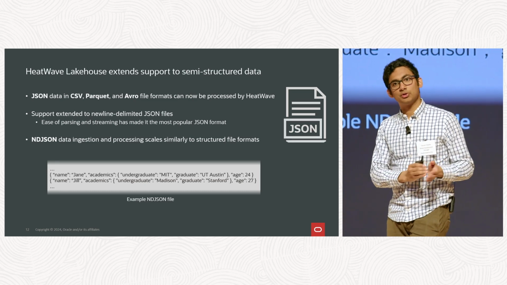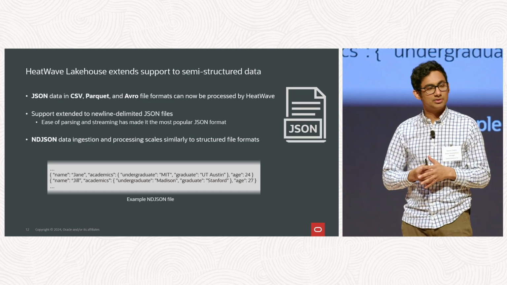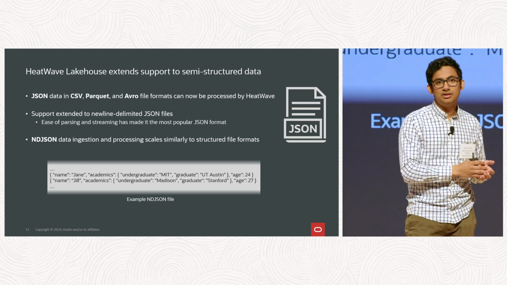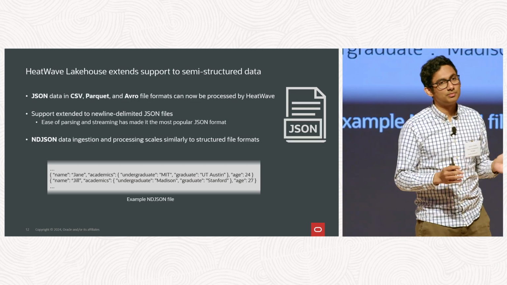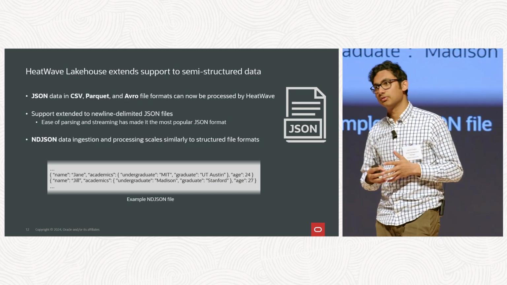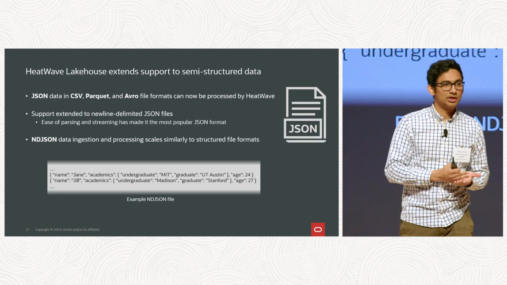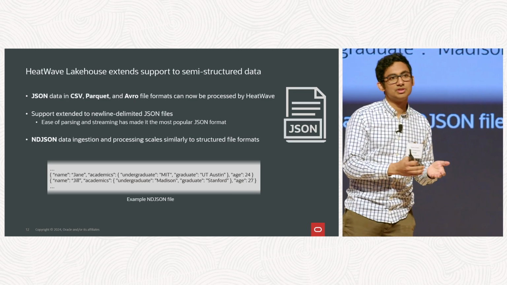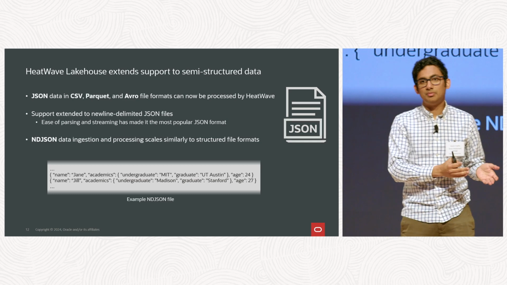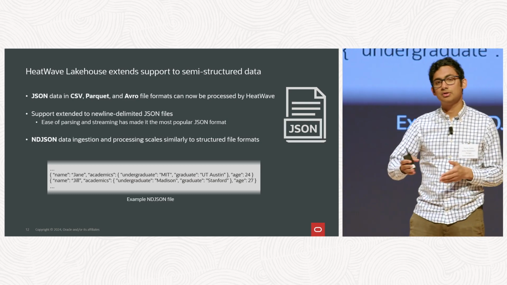We have supported structured data file formats in Lakehouse. CSV, Parquet, Avro, these are the most popular formats out there for analytical processing, for storing data out of Spark streams and other devices. But we're extending this support now to semi-structured data, which is present in JSON. And JSON can be present in any of these file formats I already mentioned, CSV, Parquet, Avro, and so on.